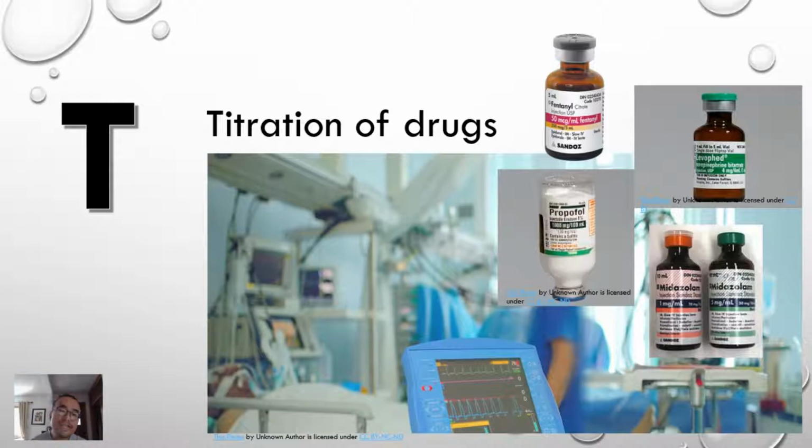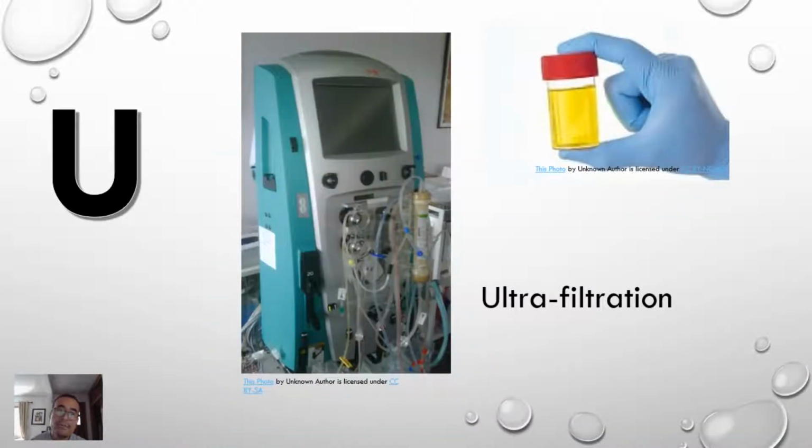Which brings us to the next letter, which is U. Now, you make sure that the patient is urinating. That tells us that the kidneys are starting to work again, or the kidneys are working. But if they are not producing urine, we want to make sure that we bring up the ultrafiltration option.